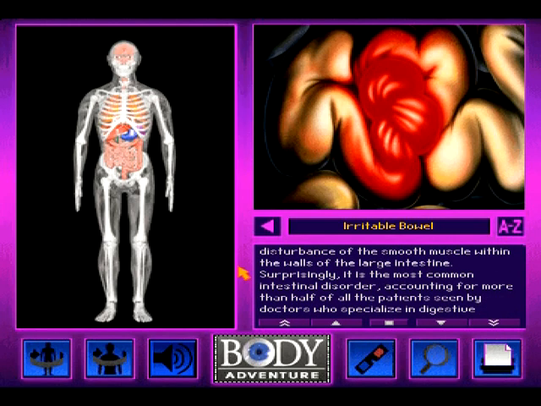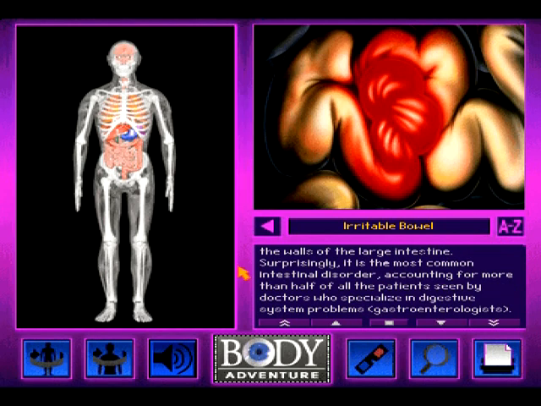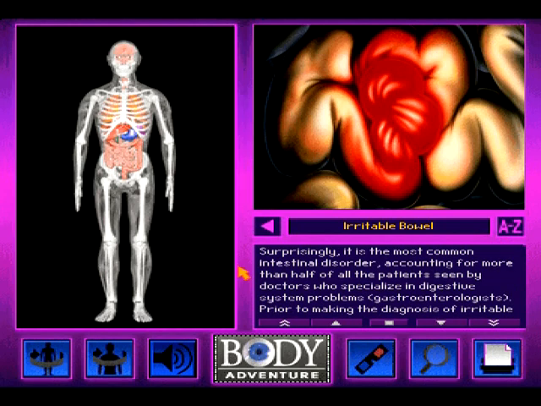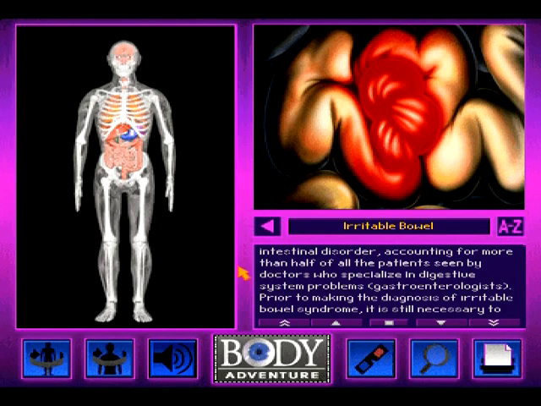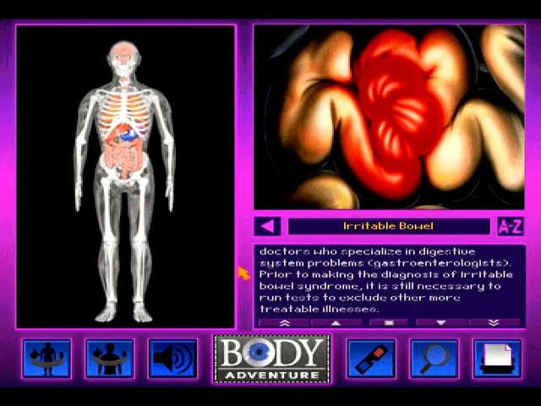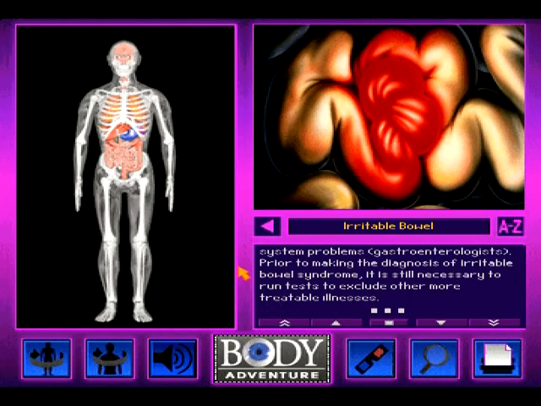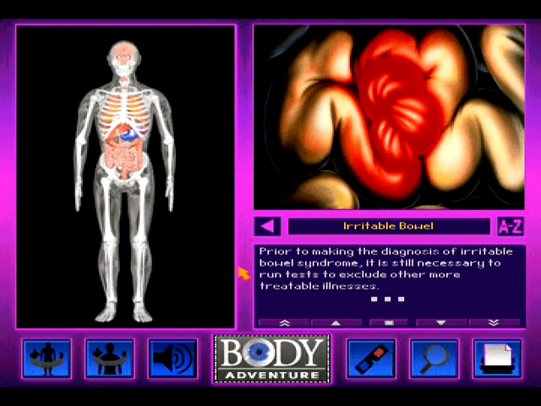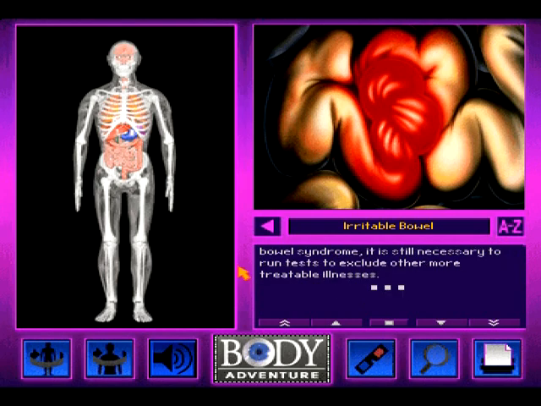Surprisingly, it is the most common intestinal disorder, accounting for more than half of all the patients seen by doctors who specialize in digestive system problems, gastroenterologists. Prior to making the diagnosis of irritable bowel syndrome, it is still necessary to run tests to exclude other more treatable illnesses.